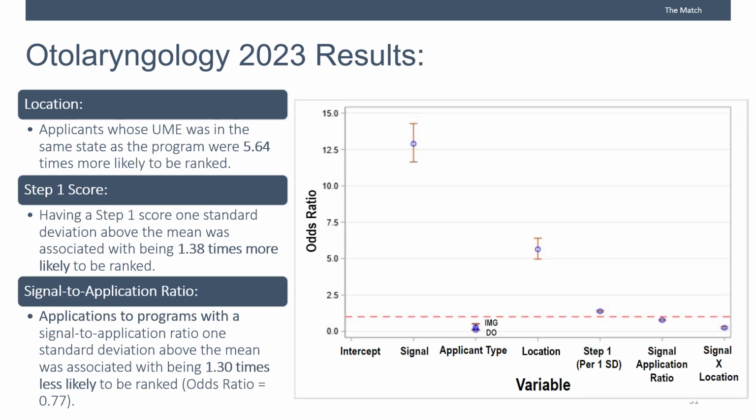Continuing on with our MLM results, for location, applicants whose UME was in the same state as the program were 5.64 times more likely to be ranked. For step 1 score, having a step 1 score 1 standard deviation above the mean was associated with being 1.38 times more likely to be ranked. And for the signal to application ratio, applications to programs with a signal to application ratio 1 standard deviation above the mean were associated with being 1.3 times less likely to be ranked.